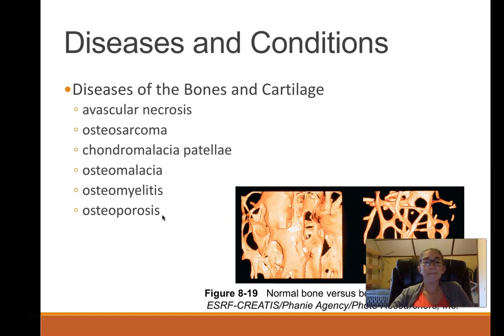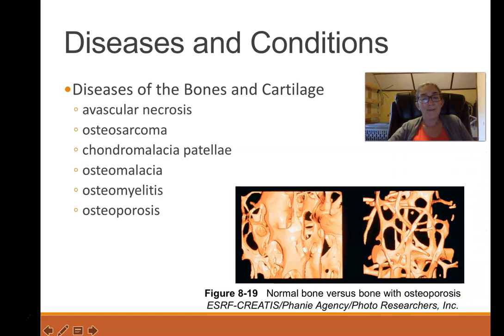So that's the anatomy and physiology of the bones that you need to know. It's a limited list. It's definitely not all 206 bones in the body, but just the major ones for this class. Now for some diseases and conditions of the bones and cartilage.